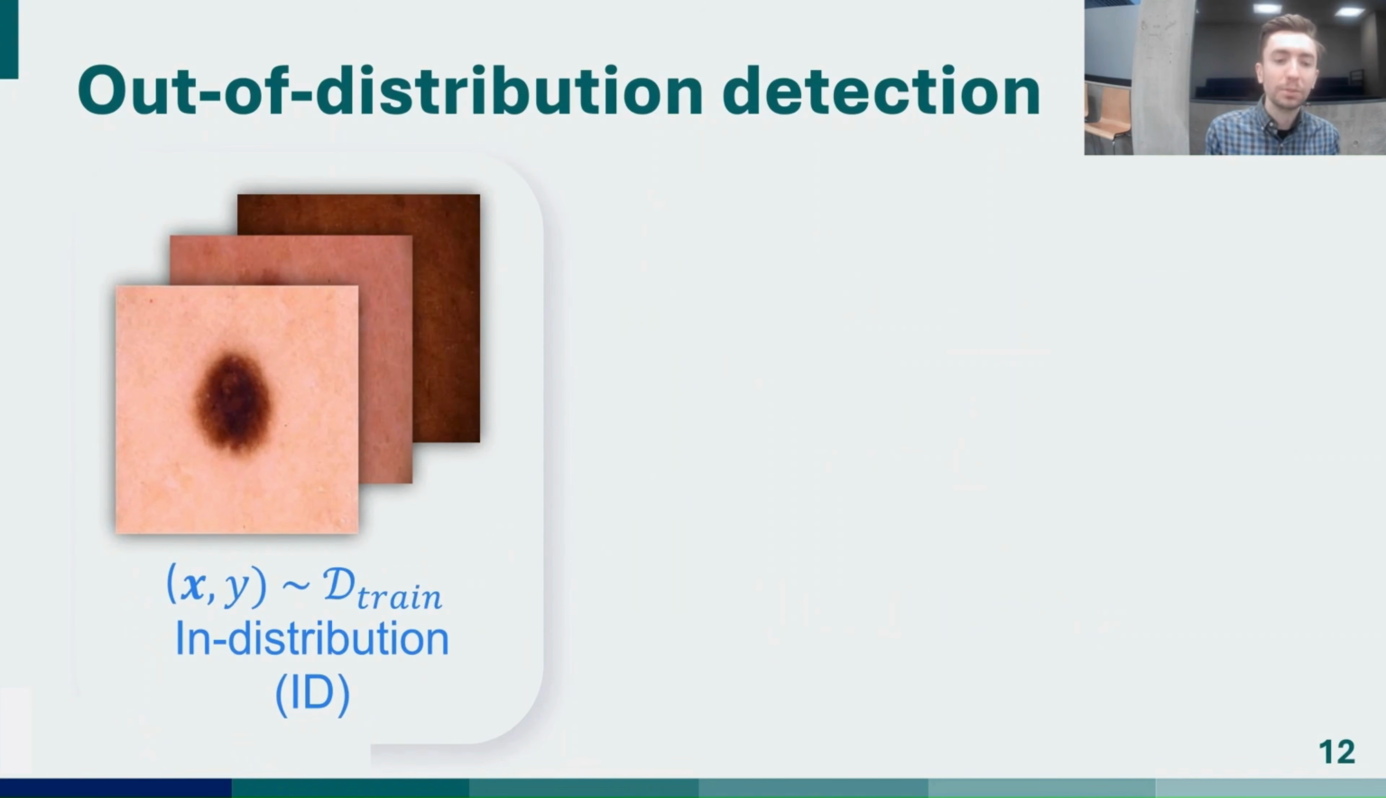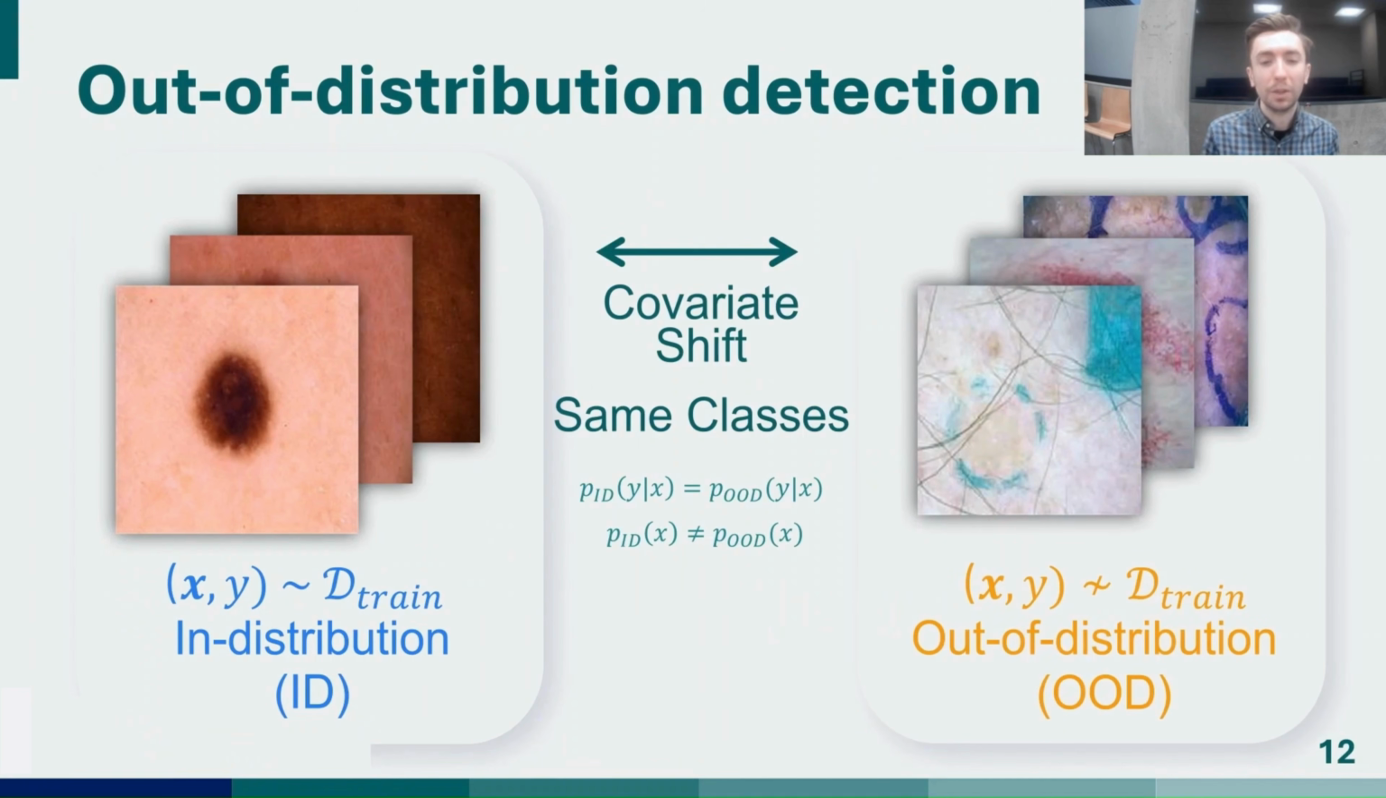However, what happens when I apply my deep neural network to images which are slightly different from my training data? We call these outer distribution data, or OOD data. Well, in this setting, we've got images with unseen ink artifacts that weren't seen during training. We call this a covariate shift because these images have the same classes as the training data, so they can still be benign or malignant, but they have an unseen shift in appearance.